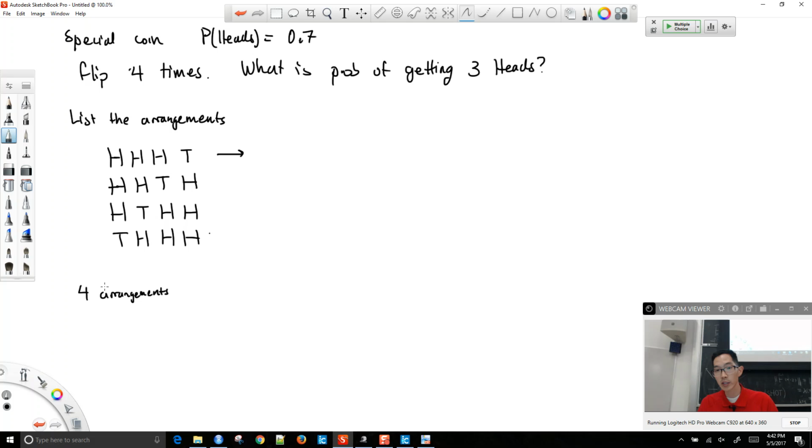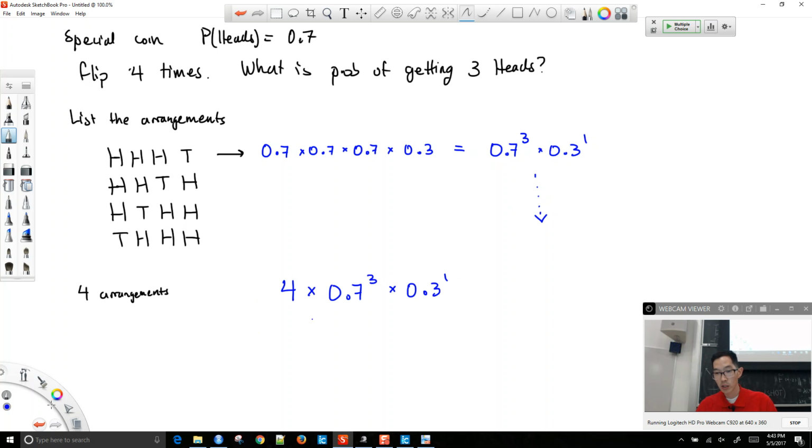Okay, what is the probability of getting heads, heads, heads, and tails? So this is going to be 0.7 times 0.7 times 0.7 times 0.3, right? So basically, it's 0.7 to the third times 0.3 to the 1. Okay, and we can see that it's going to be the same for all 4, right? So all 4 will have probability 0.7 to the third times 0.3 to the 1. Is that okay with everybody? Okay, and so my total probability is going to be 4 times 0.7 raised to the third times 0.3 raised to the 1. That's going to be my probability of getting 3 heads out of 4 flips.